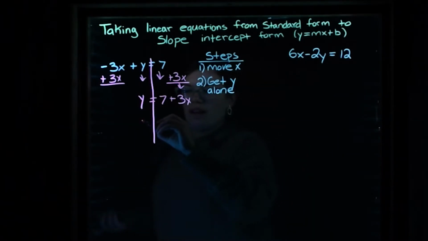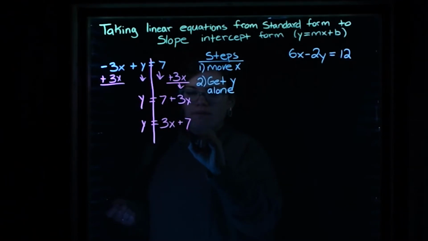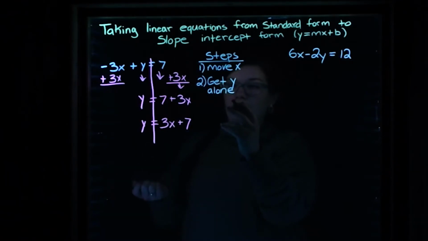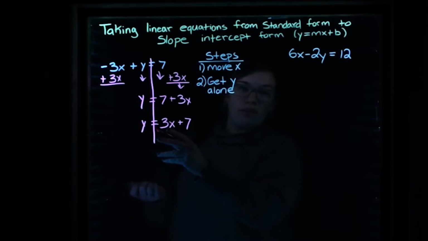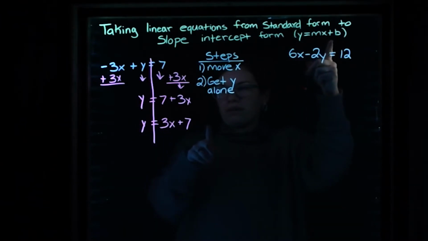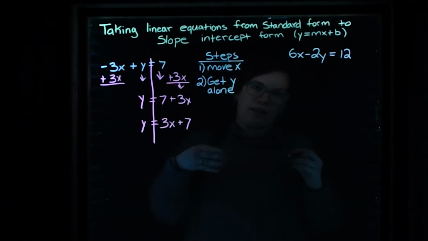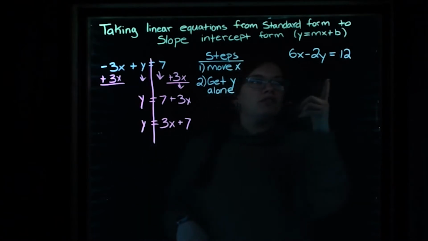Or you can just go ahead, since it's on the right side of the equal sign, and switch the placement. And then my second step is to get my y alone. Now my y is already alone, so I'm done. I can double check if it's in my y equals mx plus b, or again, it could be y equals b plus mx. Doesn't really matter.